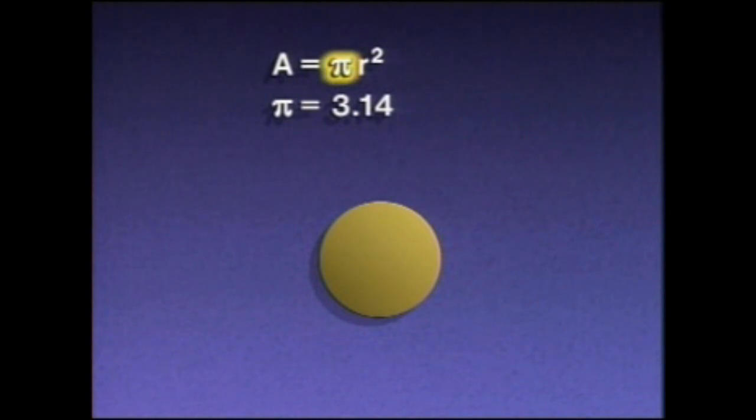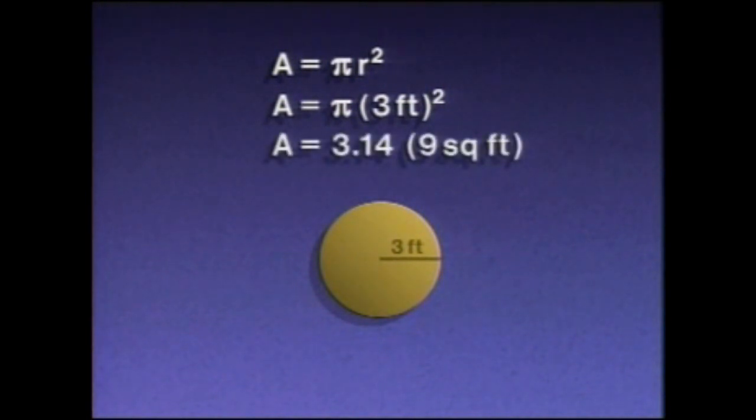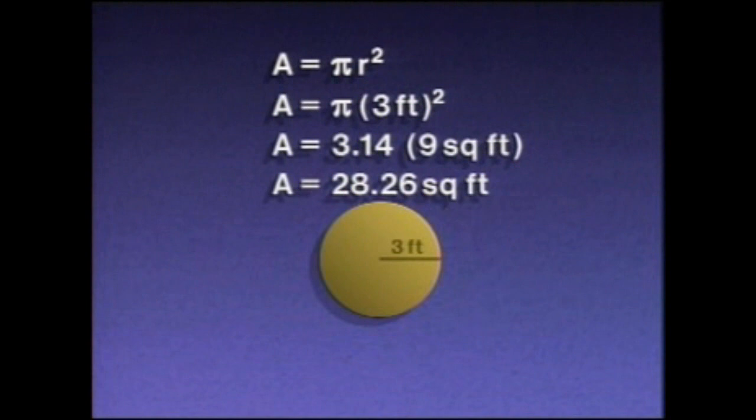Another common area formula is the formula for the area of a circle. The formula we'll use is area A equals pi times the radius, r, squared. Pi is a symbol for a constant value that is approximately equal to 3.14. The radius of a circle is the distance from the center of the circle to the edge of the circle. If a circle has a radius of 3 feet, its area is pi times 3 feet squared, or 3.14 times 9 square feet. So the area of this circle is 28.26 square feet.